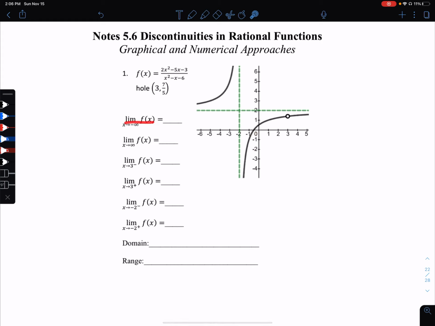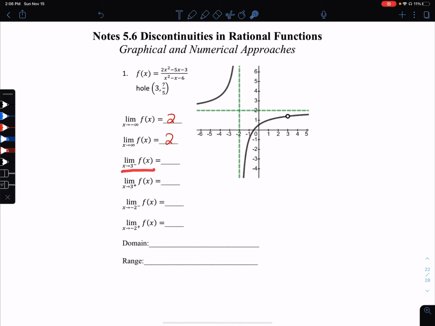What's the limit of f of x as x approaches negative infinity? As we move left forever, this graph is getting closer and closer to this horizontal asymptote. So f of x is approaching 2, the location of that horizontal asymptote. What's the limit of f of x as x approaches infinity? In other words, as the graph goes right forever, what are the y values getting closer to? They're getting closer to this horizontal asymptote of y equals 2.